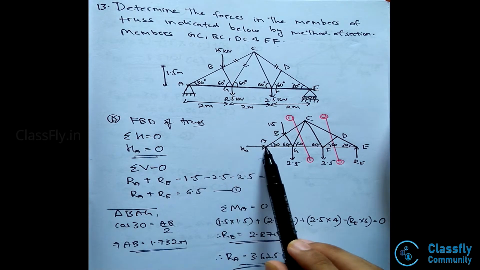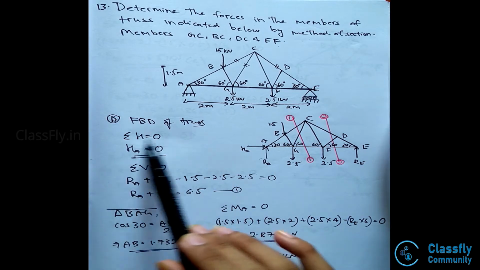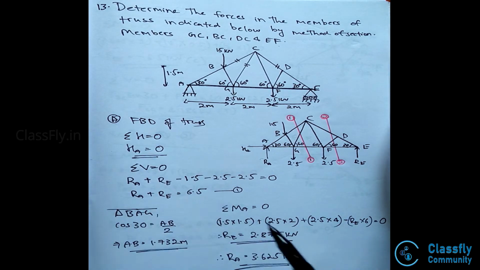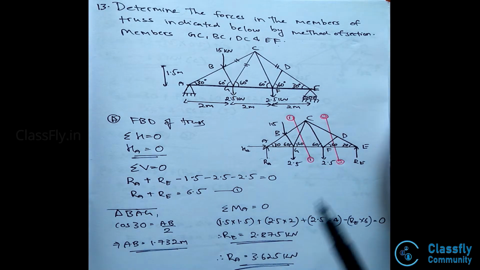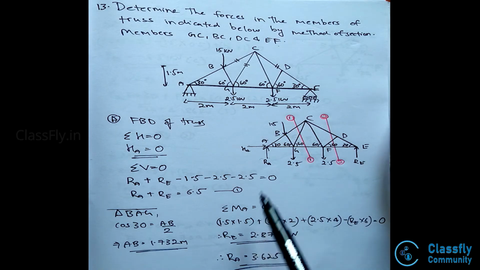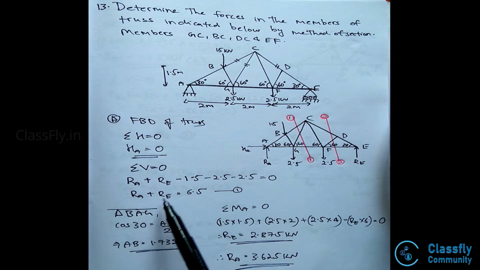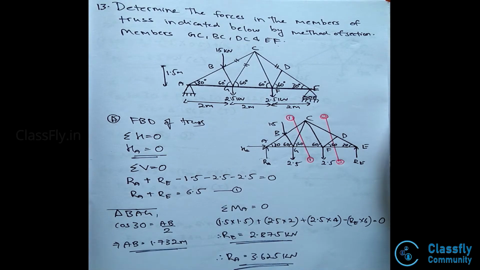Now, summation H is equal to 0. Here, there is only one horizontal force, that is HA, and hence HA will be equal to 0. Summation V is equal to 0 implies RA plus RE minus 1.5 minus 2.5 minus 2.5 is equal to 0. Hence, we get RA plus RE to be 6.5. Name this equation as 1.